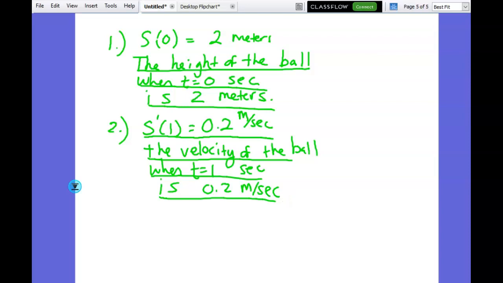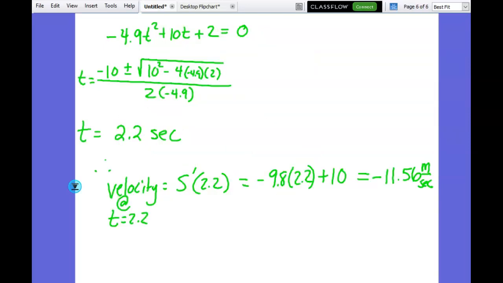And number 3, the first thing you would have done is set your position function equal to 0. And unfortunately for you guys, it didn't come out factorable. Mean Mr. Bailey, huh? So what do you do? Quadratic formula. What else? You get 2 answers when you do this, but one of them is negative. The one that we keep is the positive one. You should have gotten 2.2 seconds.